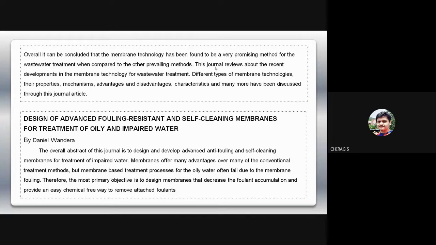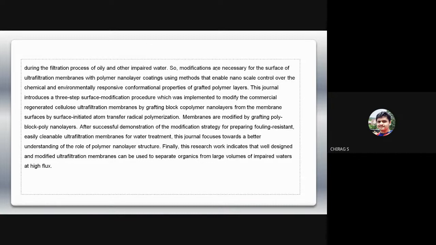Membranes offer many advantages over many of the conventional treatment methods, but membrane-based treatment processes for the oily water often fail due to the membrane fouling. Therefore, the most primitive objective is to design membranes that decrease the foulant accumulation and provide an easy chemical-free way to remove the attached foulants. So modifications are necessary for the surface of ultrafiltration membranes with polymer nanolayer coatings using methods that enable nanoscale control over the chemical and environmentally responsive conformational properties of grafted polymer layers.